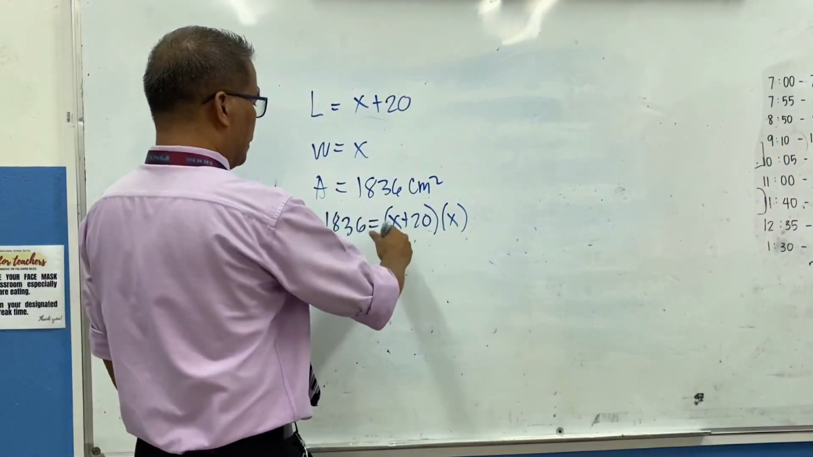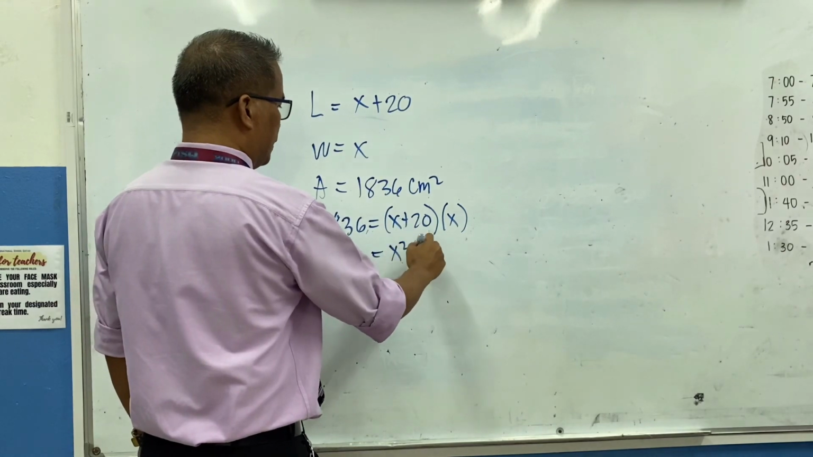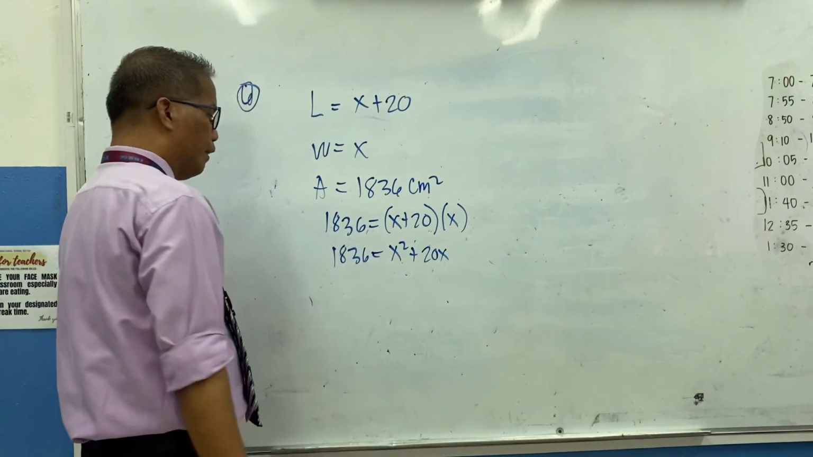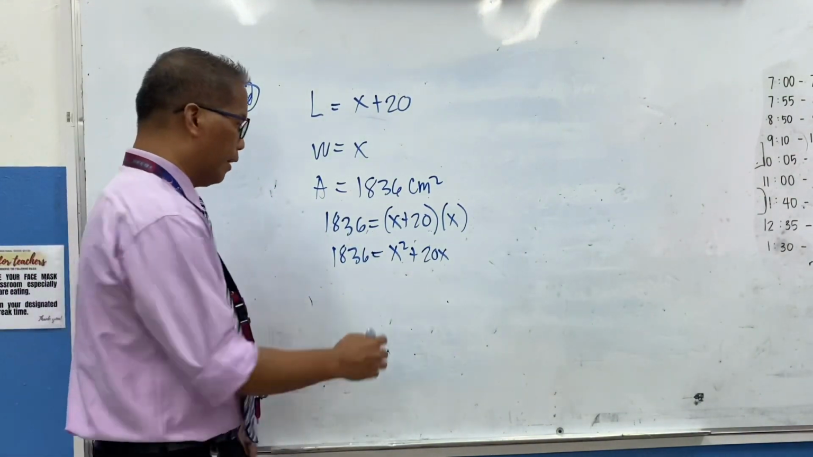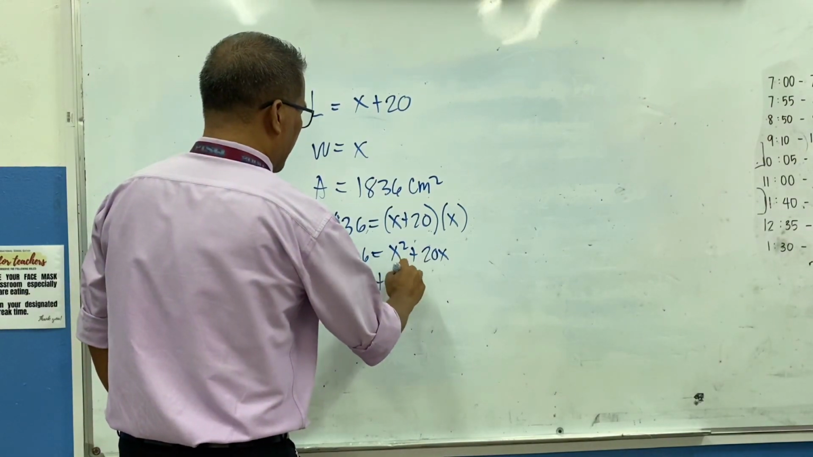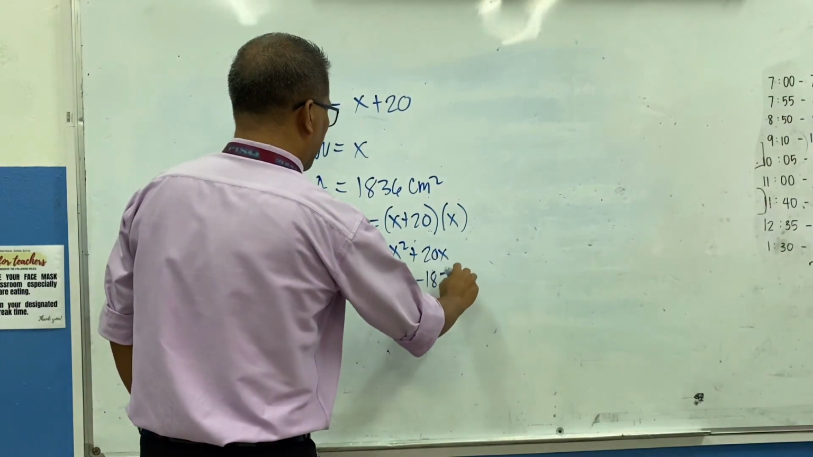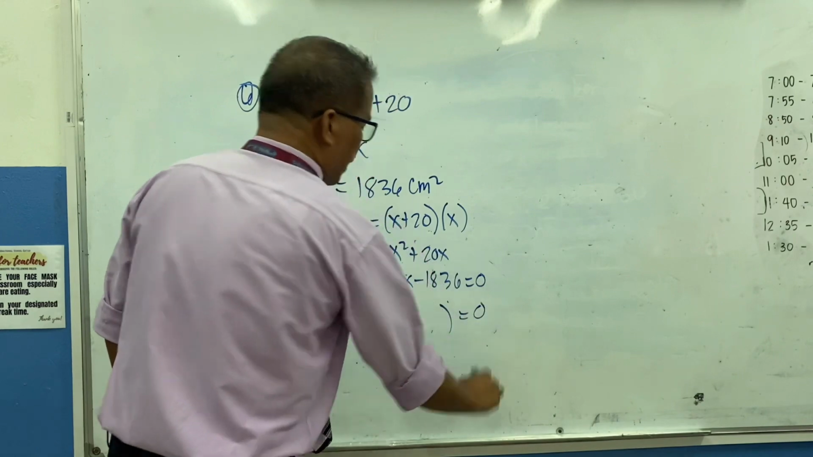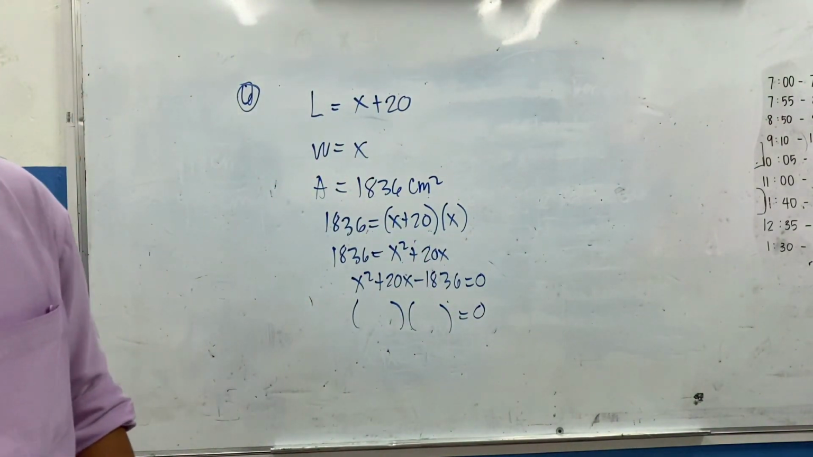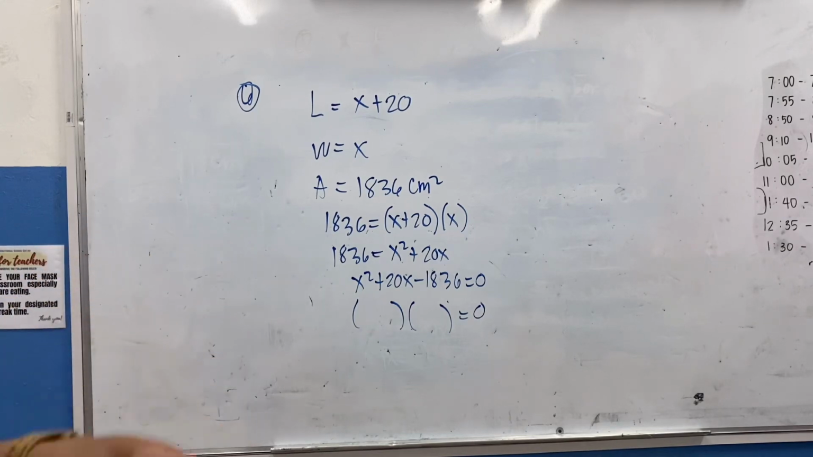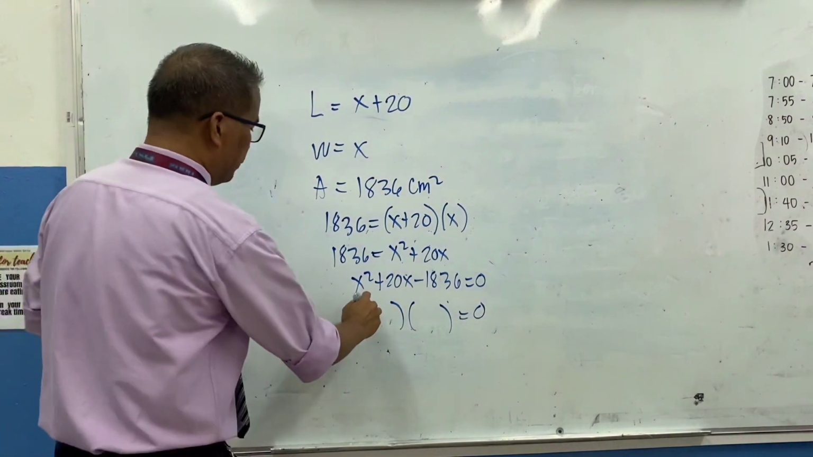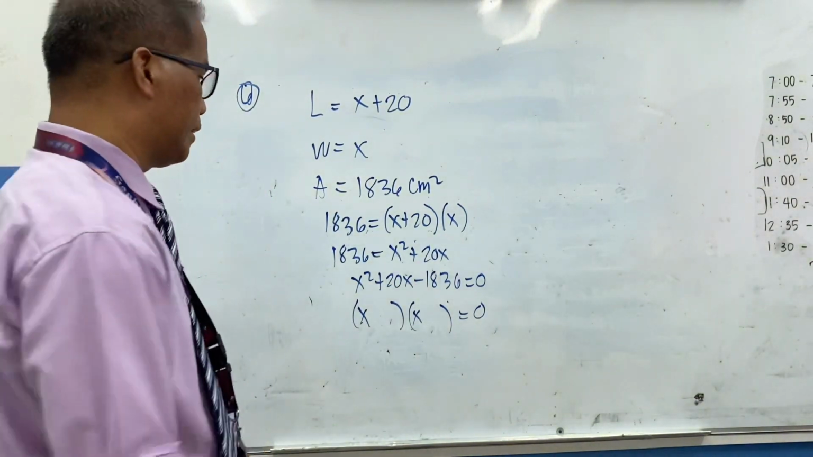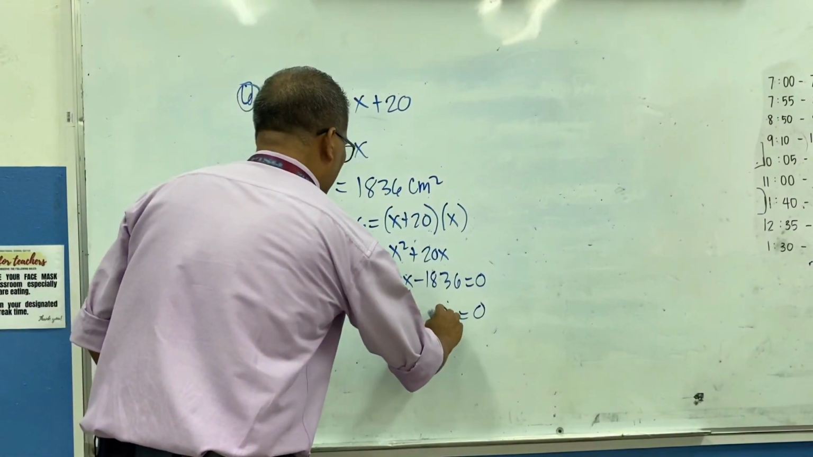Now we will distribute this. We have x times x equals x squared and x times 20 equals 20x. Then we have 1,836. So rearranging the equation, we have now x squared plus 20x minus 1,836 equals 0. Then we are going to apply factoring here. So we are going to get the value of the factors of x squared. We have x and x. So factors of 1,836 equal 34 and 54.